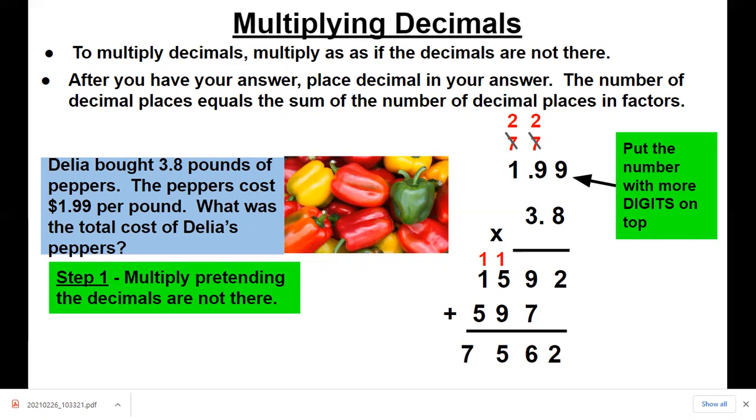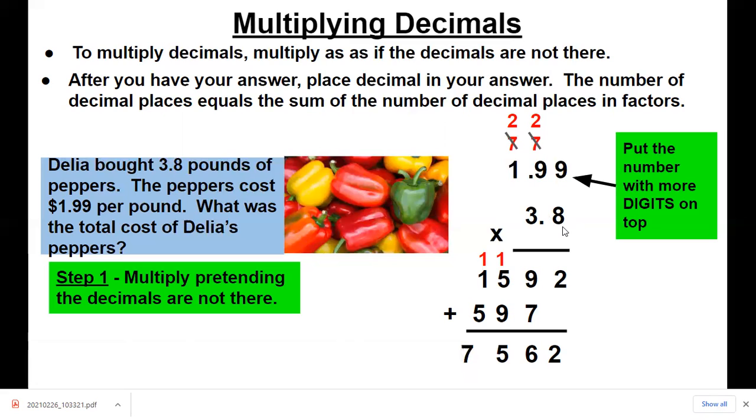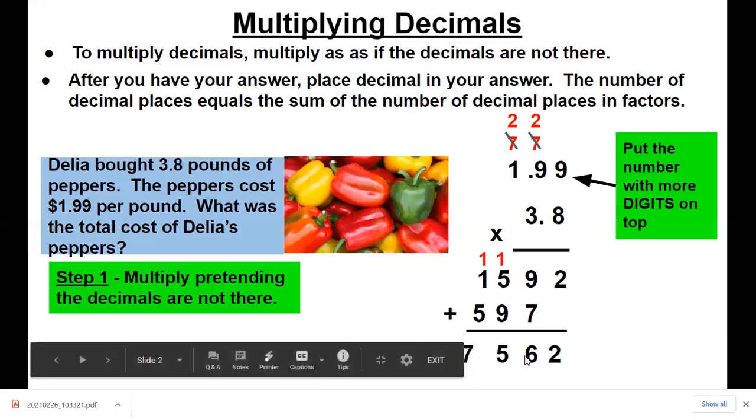And now it's time to figure out how to put the decimal in. Remember, we forgot about the decimal until now. So now we have our answer. We have to look at how many numbers are after this decimal here and how many numbers after this decimal, and we have to total that up. And then we'll need 1, 2, 3. We're going to need 3 numbers after the decimal in our answer.